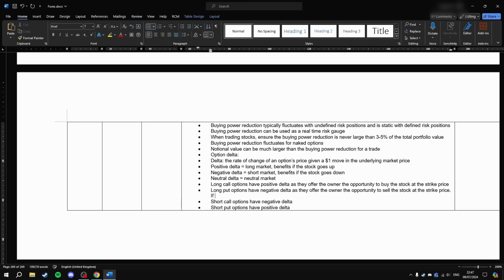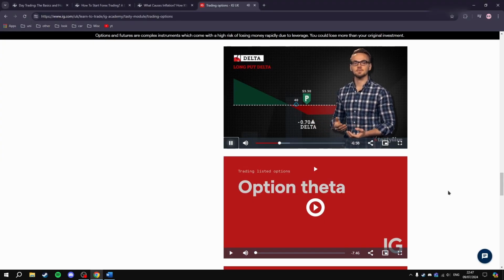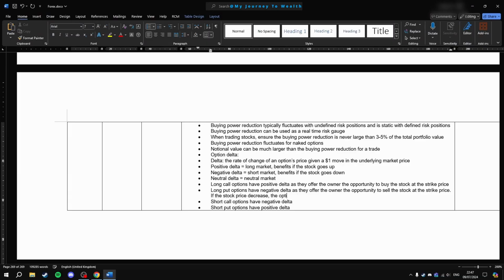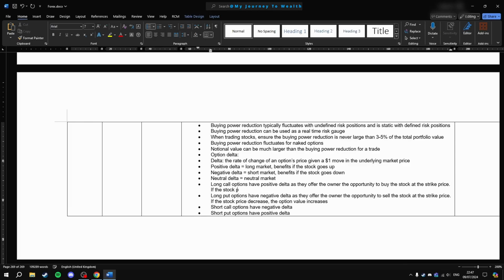If the stock price decreases, the option value increases. So if the stock price increases, the option value increases as well.